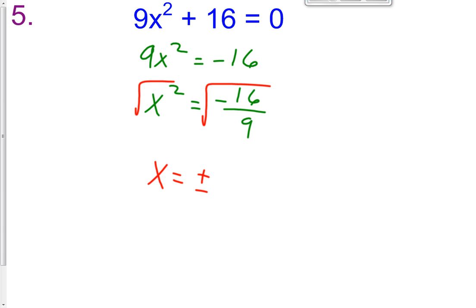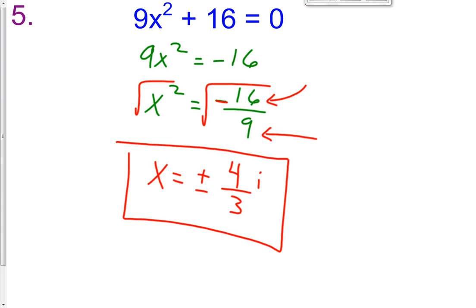So I get x to equal the plus and minus. The square root of 16, the numerator, is 4. The square root of the denominator is 3. And then the square root of a negative 1 is i. So x equals plus and minus 4/3 i. There's the answer to problem number 5.